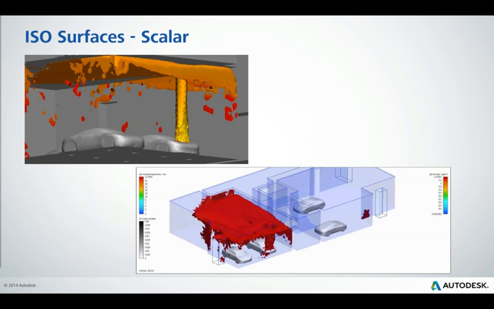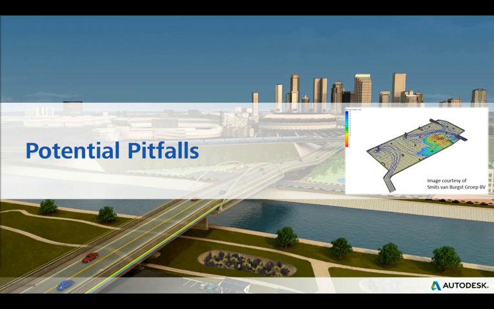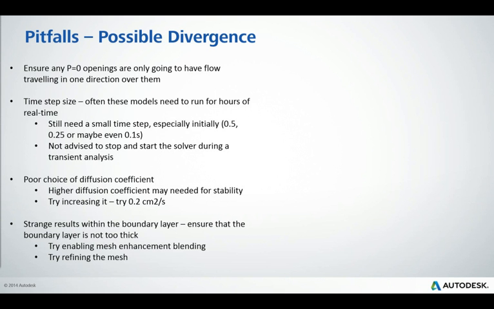What I want to quickly talk about are some pitfalls, and you can see one just on the right here. We've got a really strange blob of smoke, and there's no fire on that side. If we see things like that from our analysis, generally it means that the mesh isn't quite as good as it should be. So it can be two things really. Either the mesh isn't fine enough, or the boundary layer is too thick. So I've just mentioned that at the bottom of this page. We can either enable mesh enhancement blending, which is within the advanced function of the mesh, or we could just try refining the mesh globally.